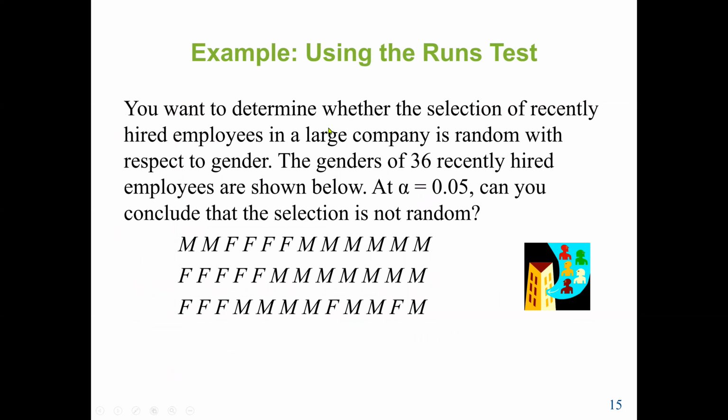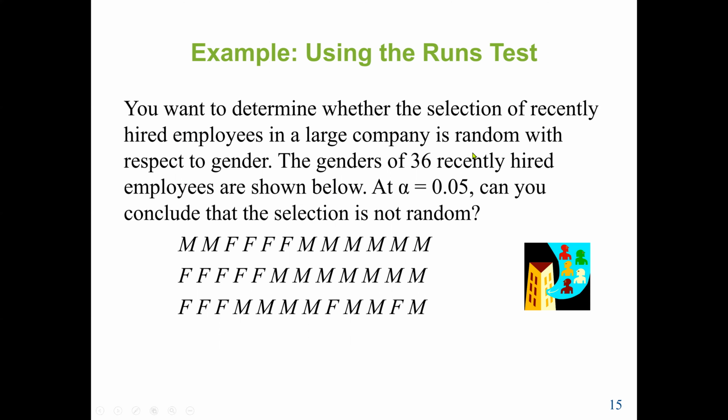So this is another example, again, using the run test. Here you want to determine whether the selection of recently hired employees in a large company is random with respect to gender. The genders of 36 recently hired employees are shown below. At alpha equal to 0.05, can you conclude that the selection is not random?